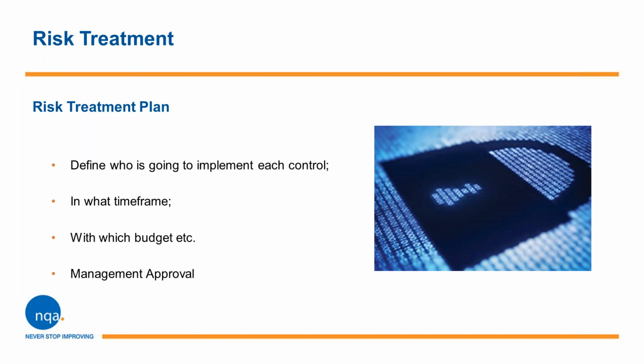Now, to define exactly who's going to implement each control, in what time frame, with what budget, etc. Sometimes I see it called an implementation plan or an action plan. But let's stick to the terminology used in 27001 for the purpose of this webinar, the risk treatment plan. Once you've written this document, it's crucial to get your management approval because it will take considerable time and effort and also money to implement all the controls that you have planned here. And without their commitment, you're not going to get any of these.